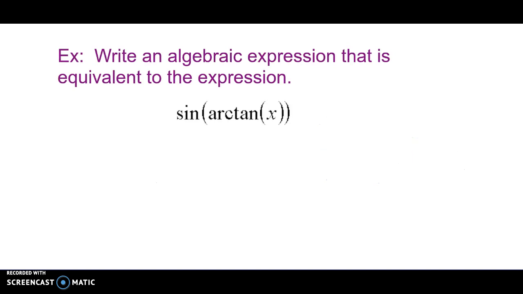Last example. Woo! All right, write an algebraic expression that is equivalent to the expression sine of arctangent of x. Okay, so my hint to you is to draw a triangle again. And my other hint is this is the same thing as x over 1. Go ahead and try.